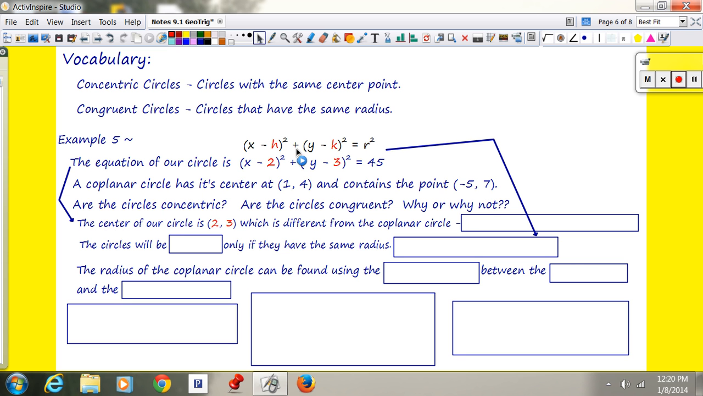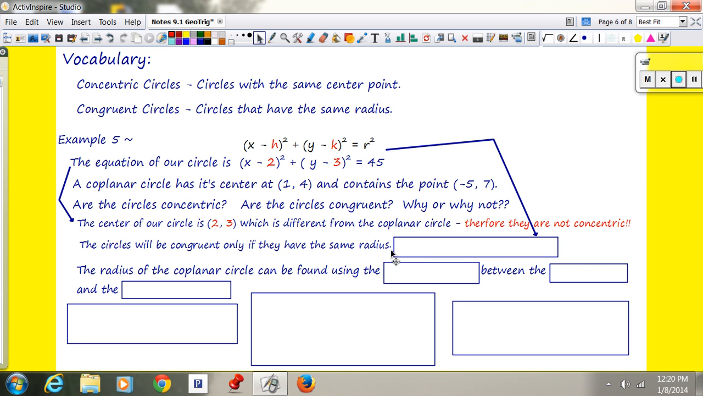Well, the center of our circle is the point 2, 3, which is different from the coplanar circle, which has a center of 1, 4. They have to have the same center point to be concentric. Therefore, they are not concentric because they do not have the same center. The first one's 2, 3. Second one is 1, 4. So definitely not concentric.